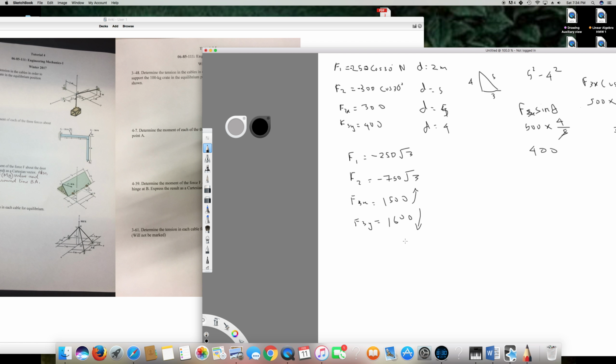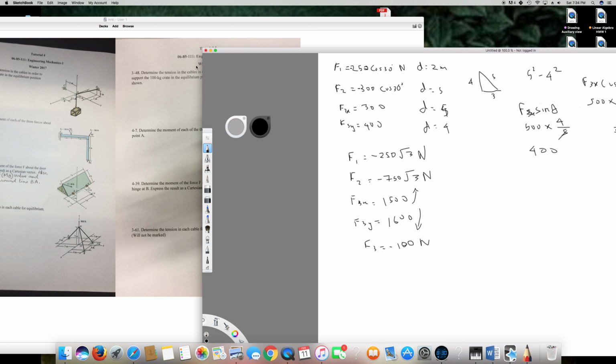So now we have to forget about the xy components, because when it comes to moment, we only have two directions: clockwise or counterclockwise. Since F3x is counterclockwise and F3y is clockwise, I can simply deduct both. I can deduct 1500 minus 1600, because counterclockwise is positive and clockwise is negative. So 1500 minus 1600, F3 is going to be minus 100 Newton. This is my final answer for this question.